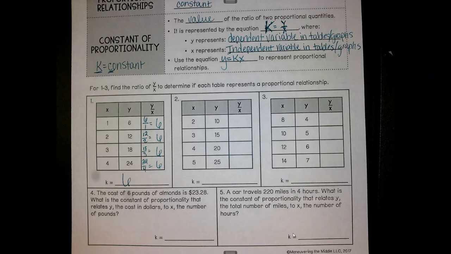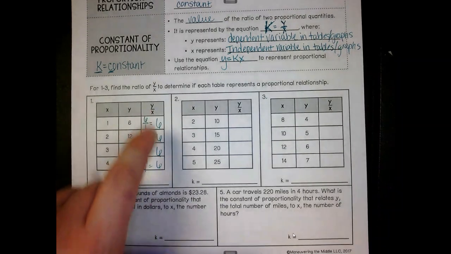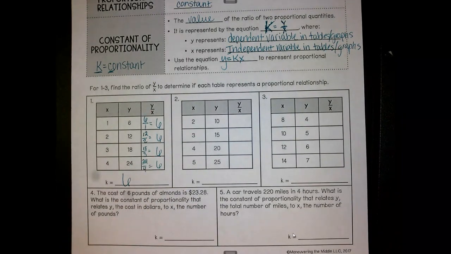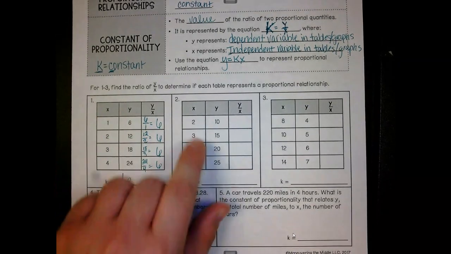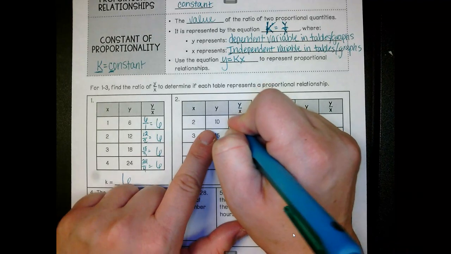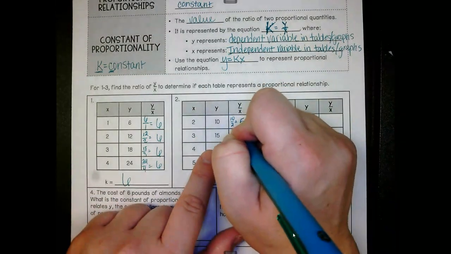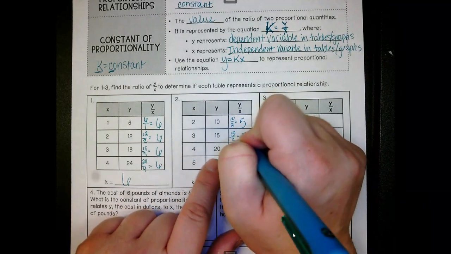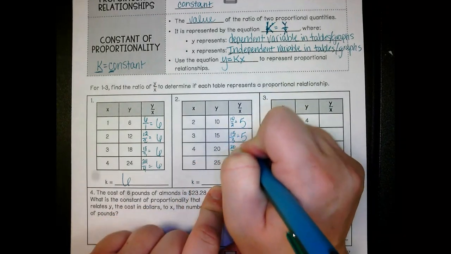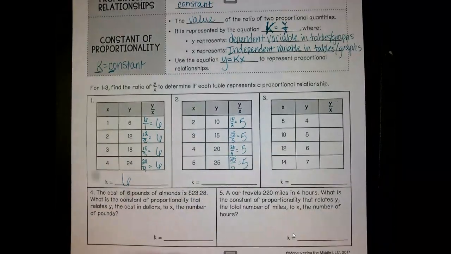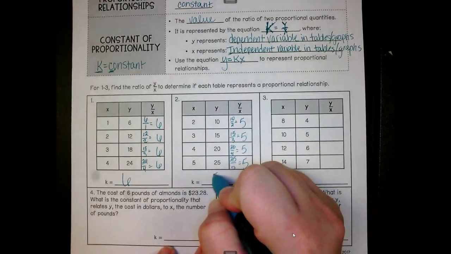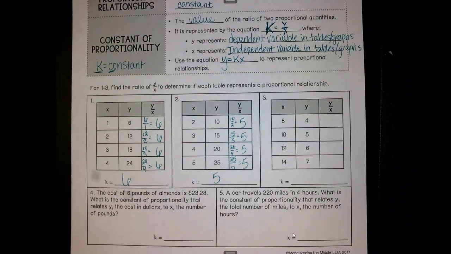So if there is a constant, it's proportional. The independent and dependent is just labeling your x and y values. Okay, so this one, 10 over 2. What is 10 divided by 2? 5. And I have 15 divided by 3, 20 divided by 4, and then 25 divided by 5. Okay, was it proportional? Yes. Okay, my constant is 5.